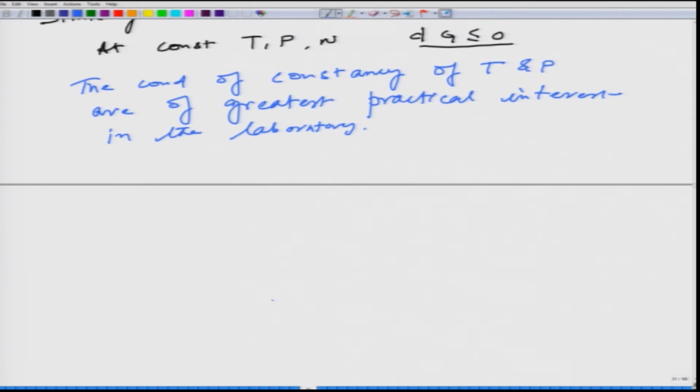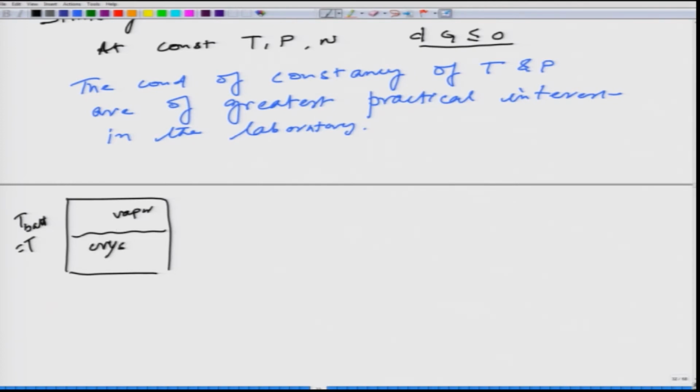So, let me just give a little bit of flavor of this understanding of the free energy. If we consider, for example, a case where you have a rigid container, where you have maintained the bath at T, and there is a vapor which can condense and crystal can be formed. Now, in this case, of course, the volume is fixed, temperature is fixed, the overall amount is fixed. So, basically this is TVN. The natural thermodynamic potential is A. So, A is nothing but U minus TS. All right.